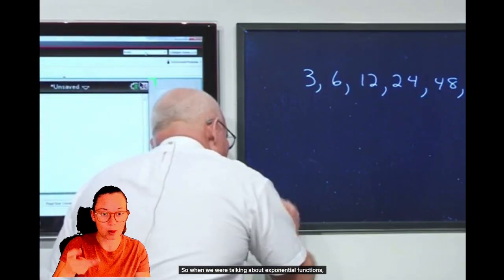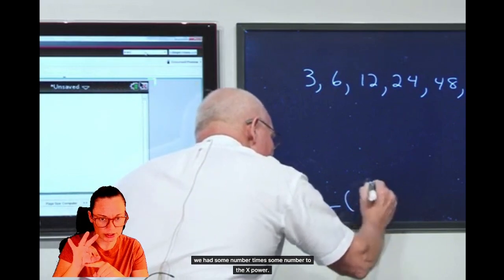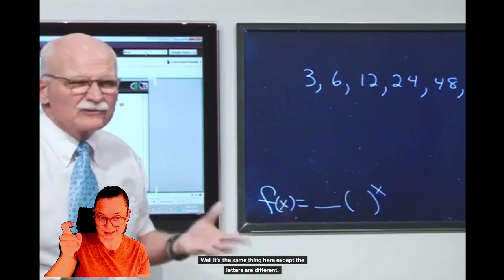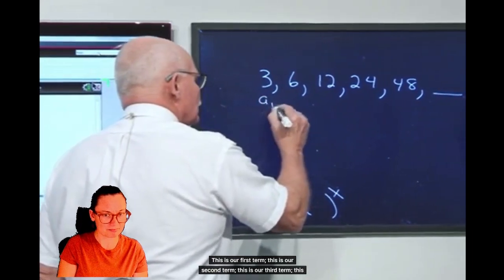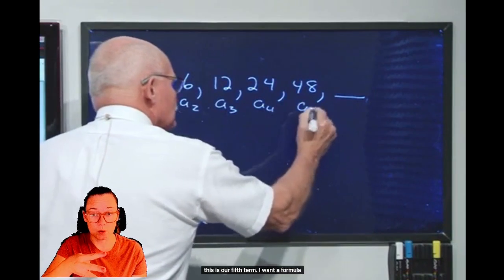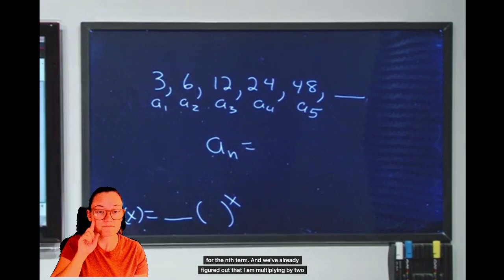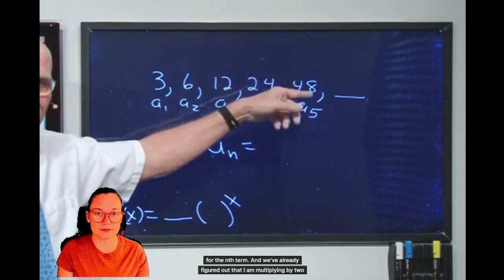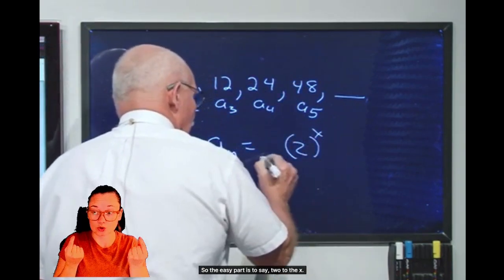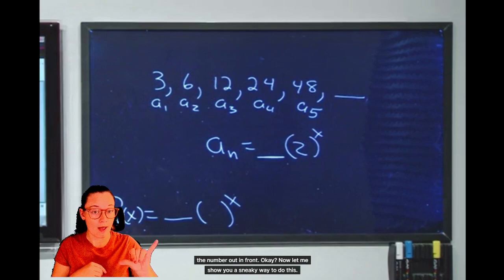So when we were talking about exponential functions, we had some number times some number to the x power. Well, it's the same thing here, except the letters are different. This is our first term, this is our second term, this is our third term, this is our fourth term, this is our fifth term. I want a formula for the nth term. And we've already figured out that I'm multiplying by 2 each time. So the easy part is to say 2 to the x. What we don't know is the y-intercept, the number out in front.